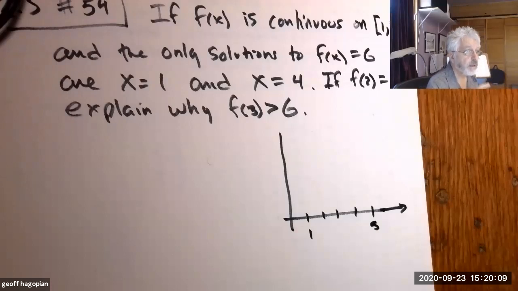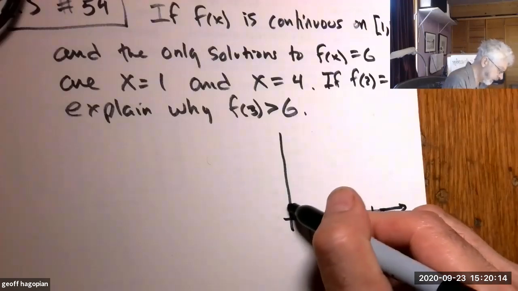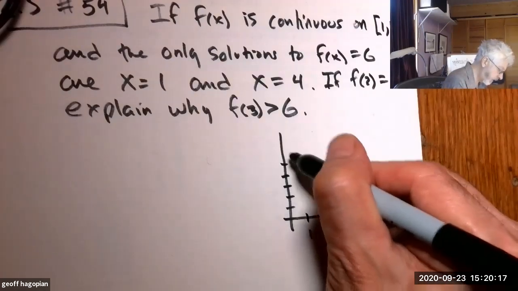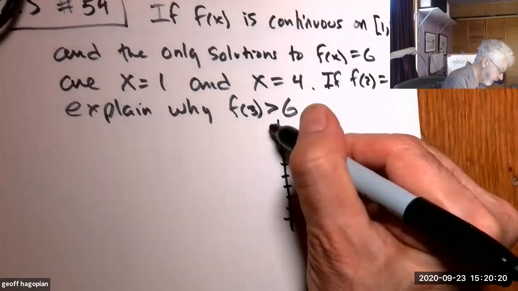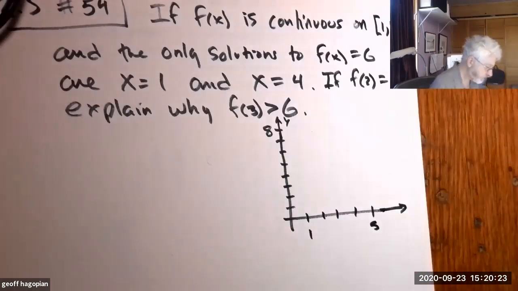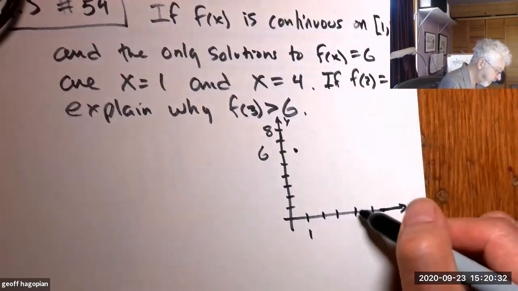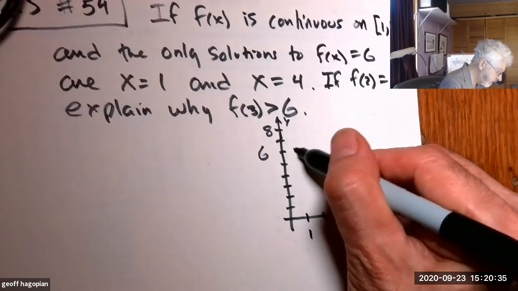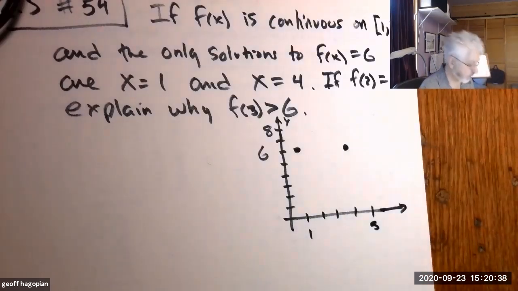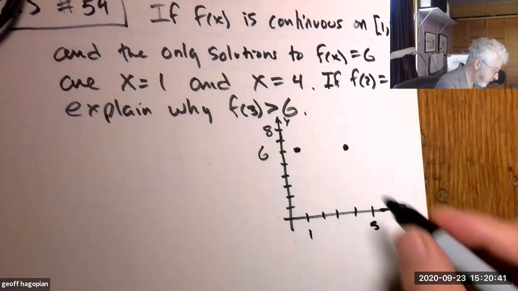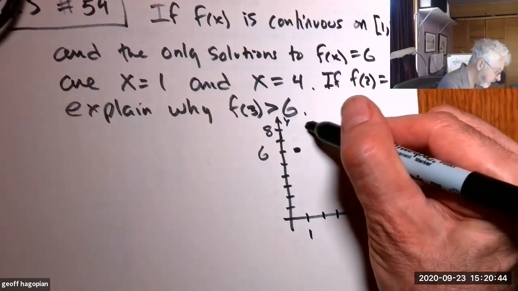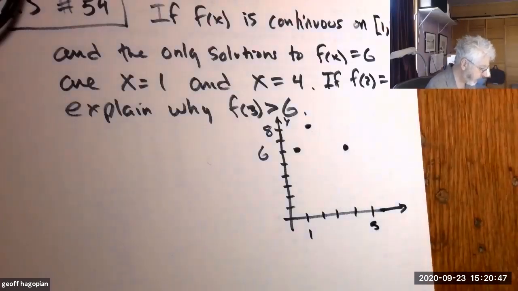And then we want to go up to 8, like 1, 2, 3, 4, 5, 6, 7, 8 on the y-axis. All right. And we know that the only solutions to f of x equals 6 are 1 and 4. So I'm going to plot those 2 points, right? If f of 2 equals 8, right? Okay. Explain why f of 3 is greater than 6.